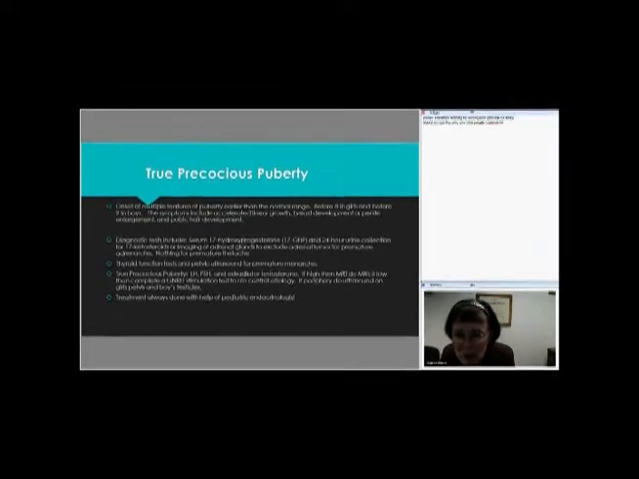Remember, again, you're trying to figure out the problems. Are they coming from the brain? Are they coming from the endocrine glands? If peripherally you think that's the problem, then you want to do an ultrasound of the girl's pelvis or the boy's testicles. Treatment, of course, is always done with the help of a pediatric endocrinologist.